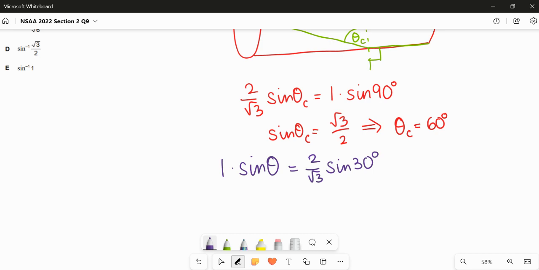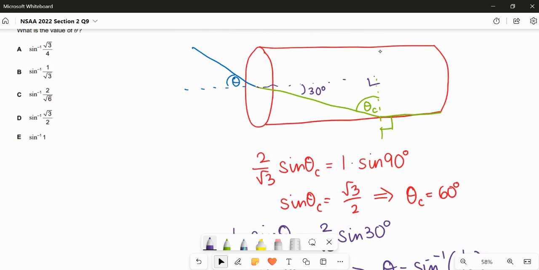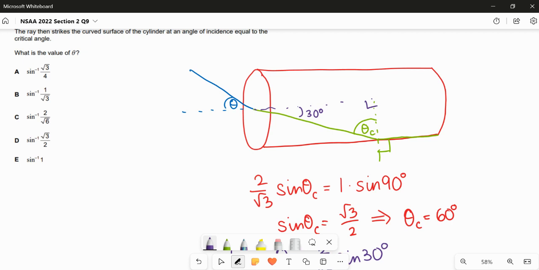Now we know sine of 30 is a half, so we get sine theta equals 1 over root 3, which implies that theta is inverse sine of 1 over root 3, or root 3 over 3, depending on how the answer might be presented. So this gives an answer of B. So inverse sine of 1 over root 3.